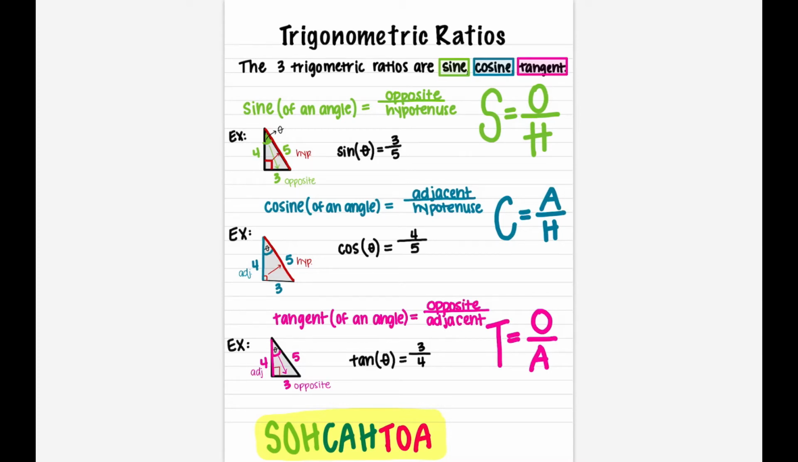But this is the basis of trigonometry. It really is all about when you have a triangle, determine which angle you're looking from, and then label opposite, adjacent, and hypotenuse. And from there, you can set up your trig ratios.